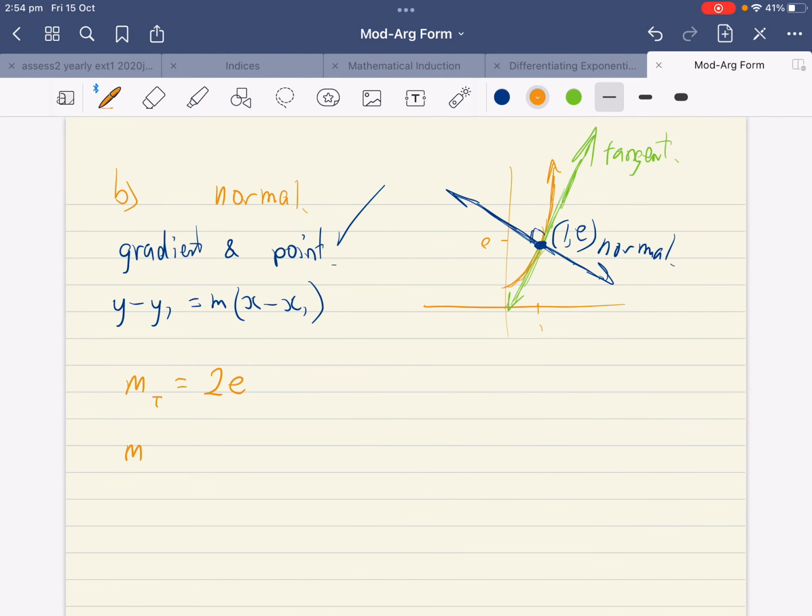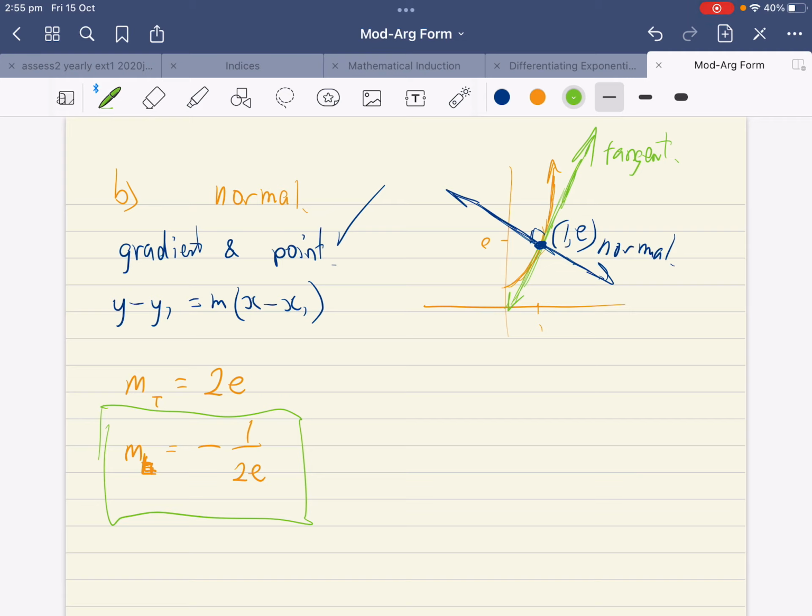To find the gradient that is perpendicular, we learnt this from prelim, it'll be the opposite sign. Since that was positive, it's now going to be negative, which we can see from the graph. See how the normal sloped down? It has a negative gradient, and it's going down because the tangent was going up. But anyway, you change the sign and you do the reciprocal of whatever it was. So in this case, the gradient that is perpendicular, or at 90 degrees, will be negative 1 on 2e. This is the gradient of our normal.